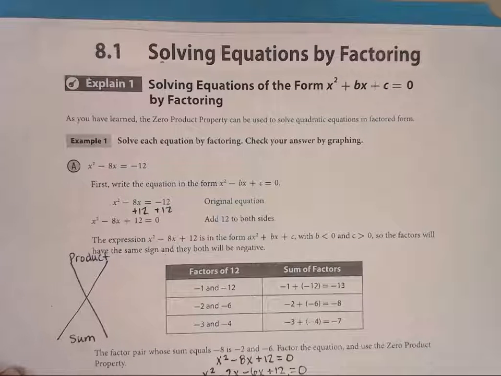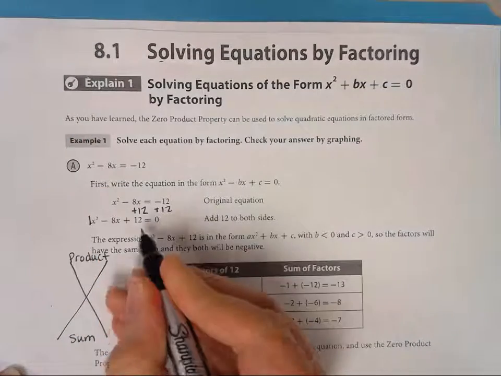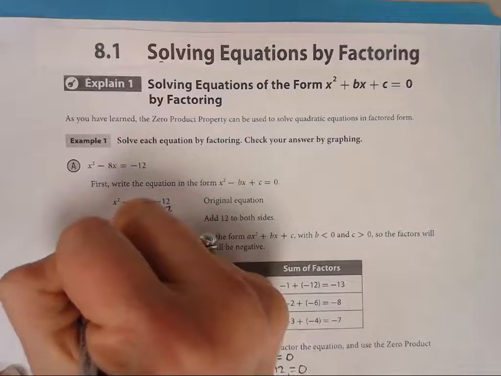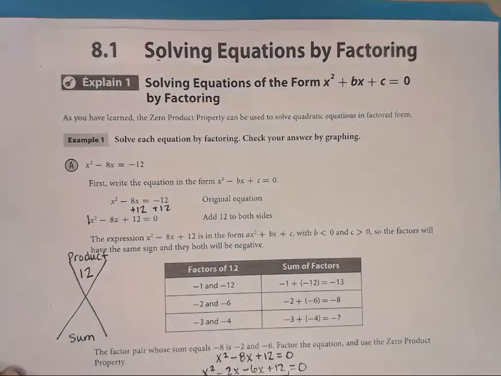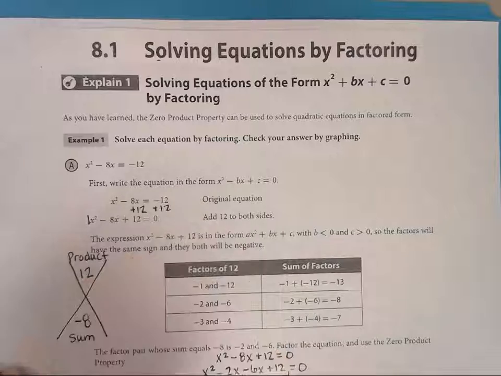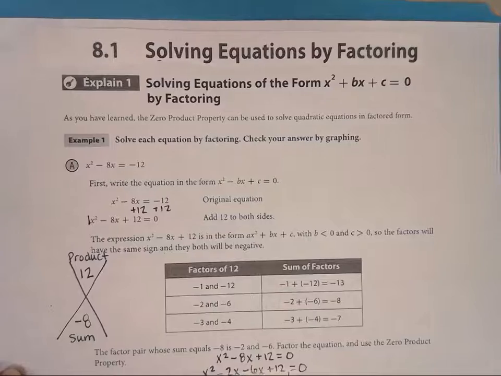Now factor the trinomial. Take your a, which is 1, times your c, which is 12. A times c is 12. That is your product number. Your b value is your sum number. So we will look for factors of 12 that add to give us a negative 8.